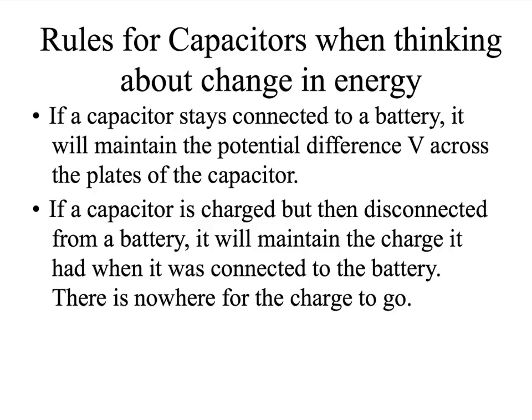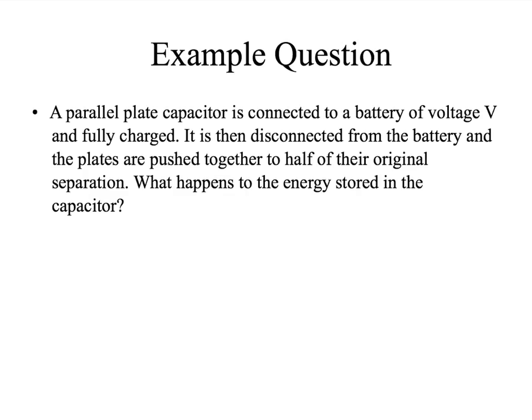The second possibility is if we take a capacitor and we charge it up, but then we disconnect it from the battery. In that situation, the thing that has to be the same, that can't change, is the charge on the capacitor. It's simply because the charge has nowhere to go. So I want you to notice that in these two situations, there's always one thing that can't change. When we keep the capacitor connected to the battery, the potential can't change. If we disconnect the capacitor from the battery, the charge has to remain the same. So keeping that in mind, let's look at this question.